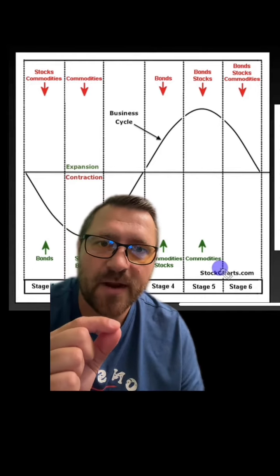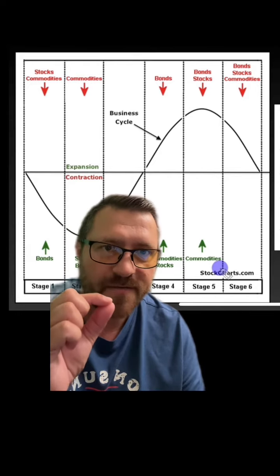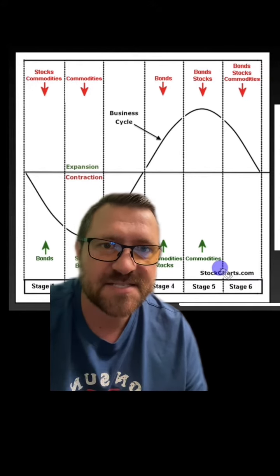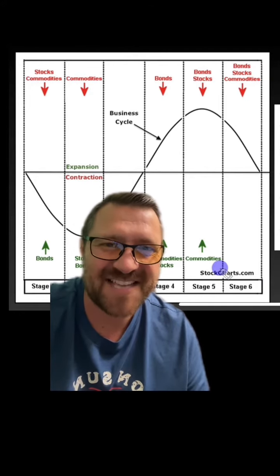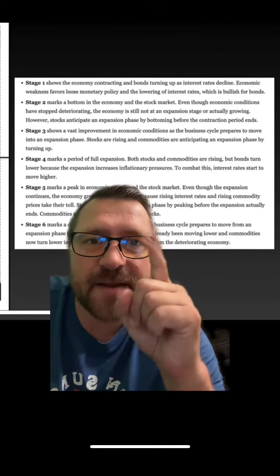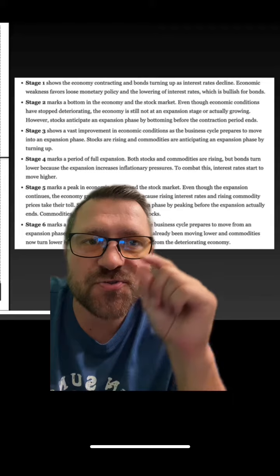I'm gonna tell you which one I think we're in right now because it's very important to figure out where we are in the market. But first, let's go over to this other chart and see what these six stages really represent. So stage one shows the economy contracting and bonds turning up as interest rates decline.